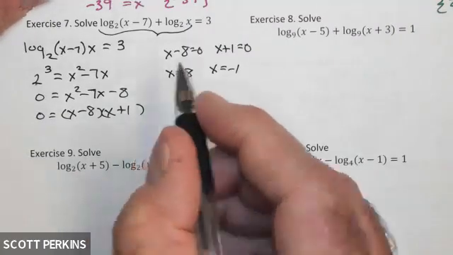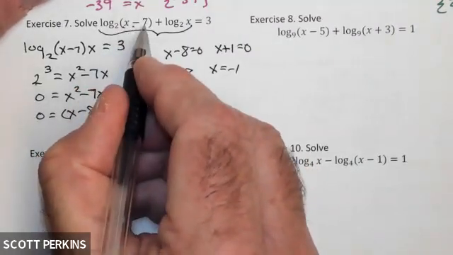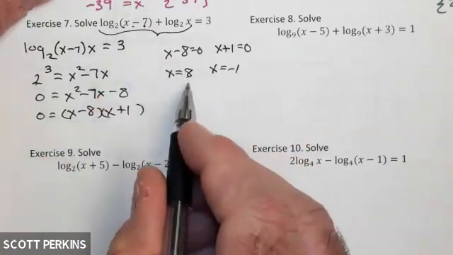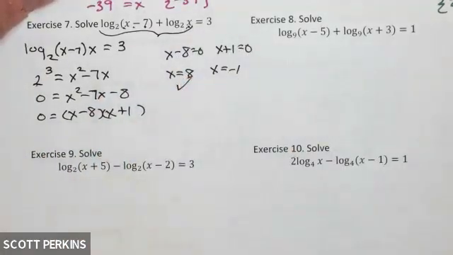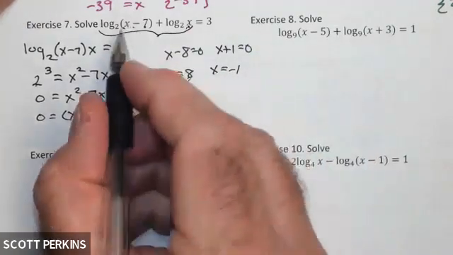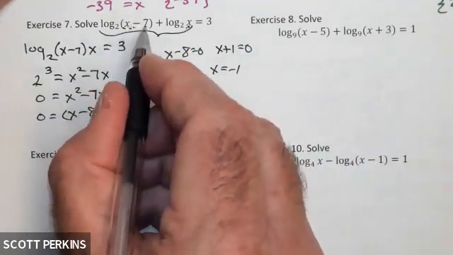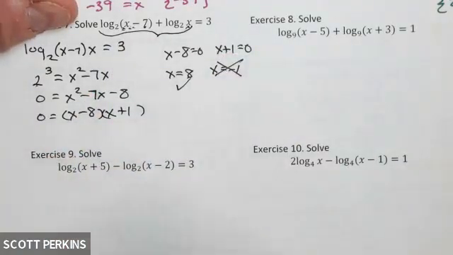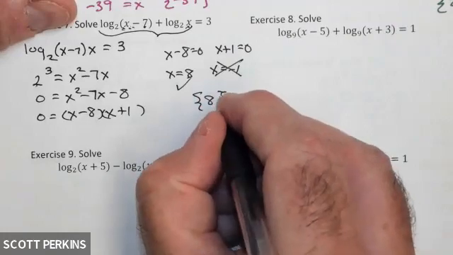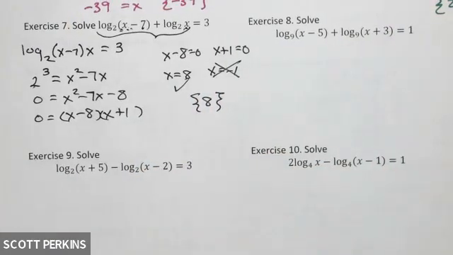So when I put 8 in, 8 minus 7 is 1. That's a positive number. That's great. When I plug 8 in here, that's a positive number. So this one works out just fine. When I do -1, -1 minus 7 is -8. That's bad. That's a negative number. So I'm going to throw that one away. And so my solution set just has one value in it, 8.